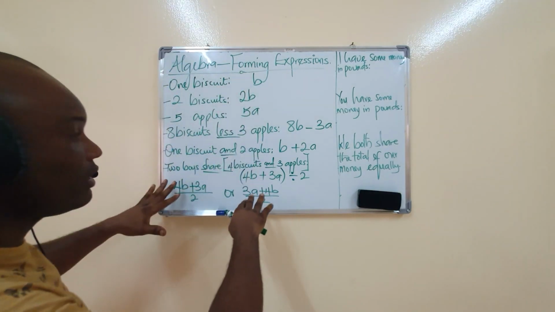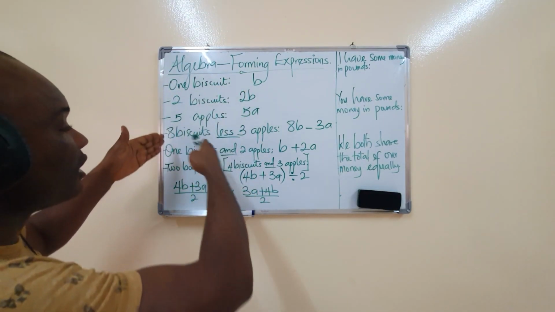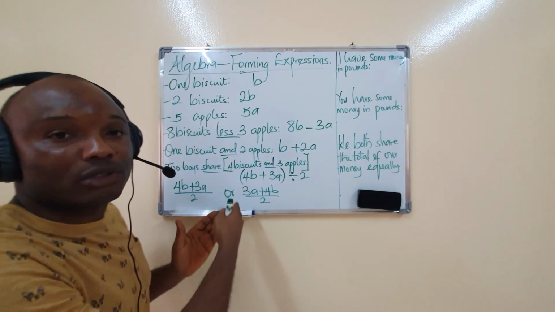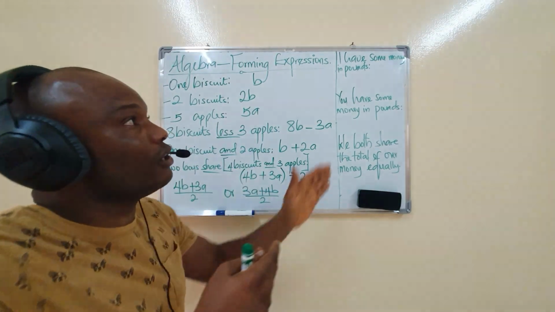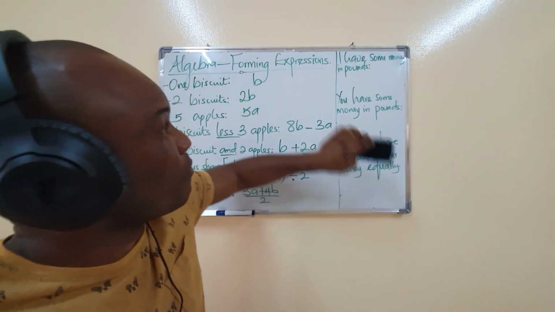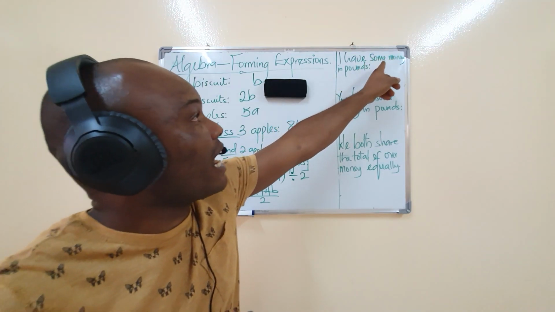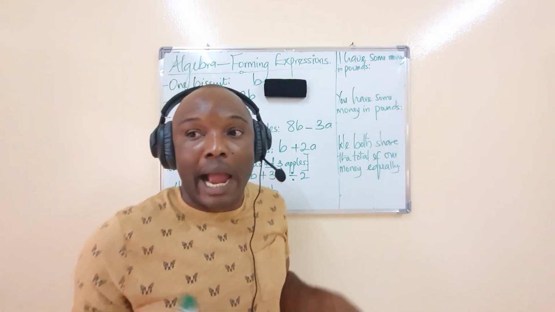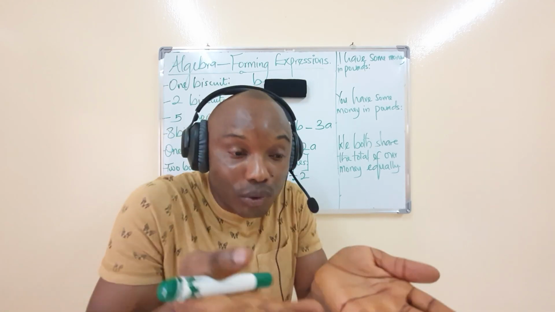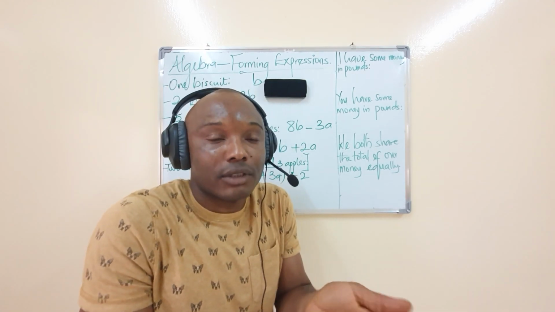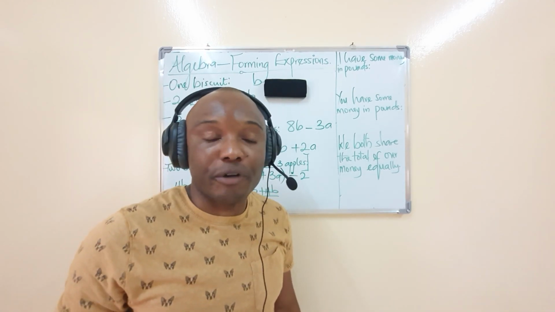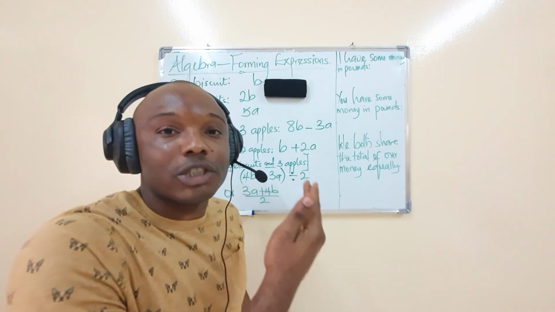Okay, we're done with expressing the different sentences and phrases in algebraic notation. The next thing we are going to do is let's solve a little problem. The problem begins saying that I have some money in pounds. I do not know how much I have. You do not know how much I have also. So to be on the safer side, represent this using algebraic notation.